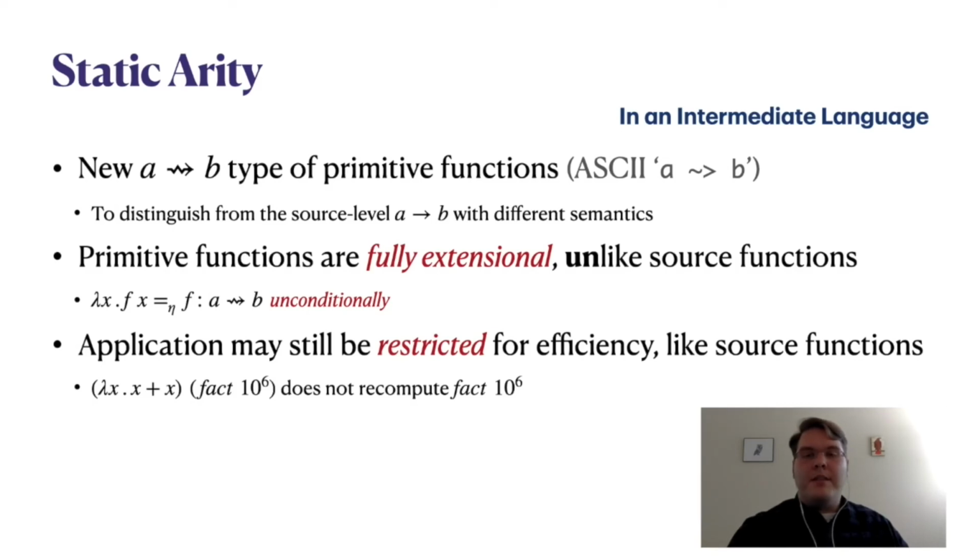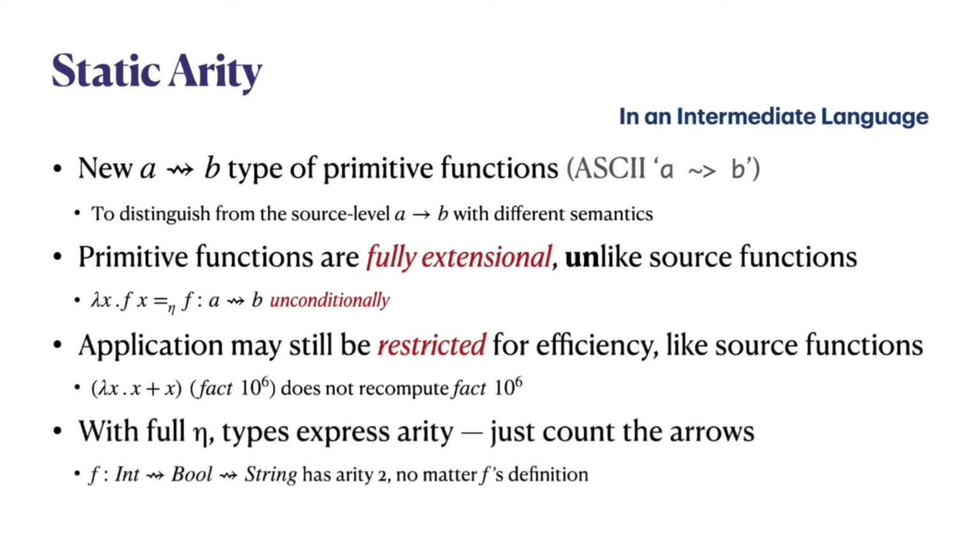If you apply the function lambda x applied to x, to an expensive argument, it doesn't need to be recomputed for both uses of x. Because of unrestricted eta, types can now express the arity of functions. All you have to do is count the arrows. For example, if f has the type int to bool to string, we know that it has arity 2 already without even looking at f's definition.